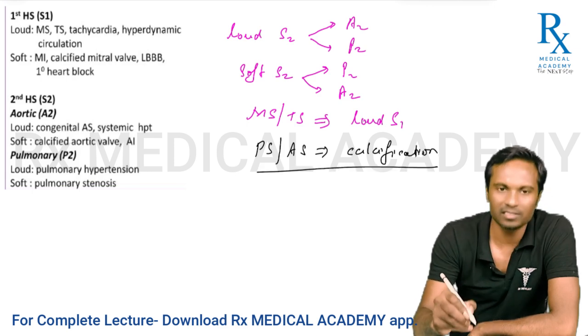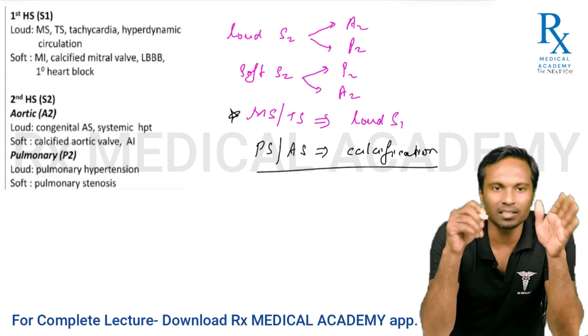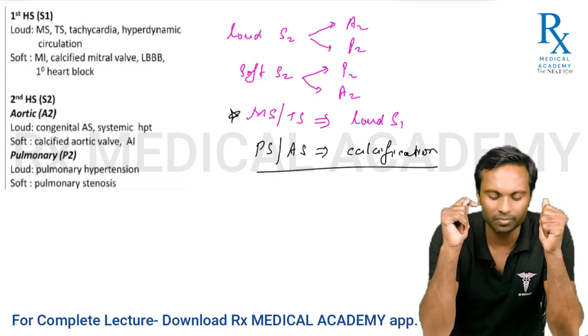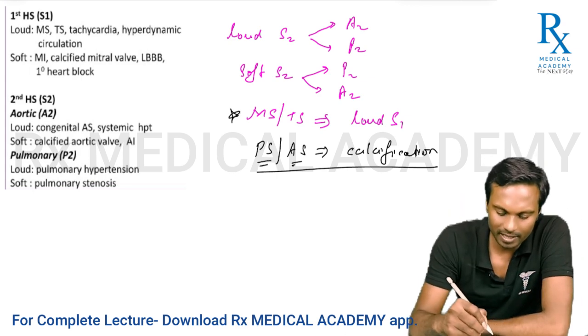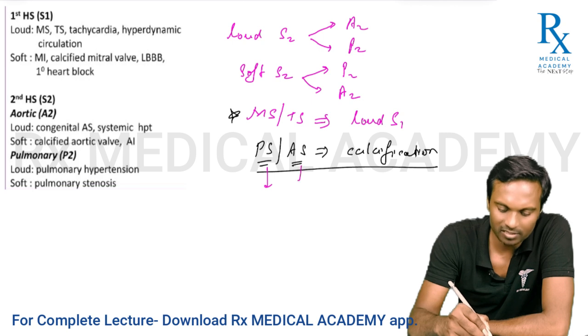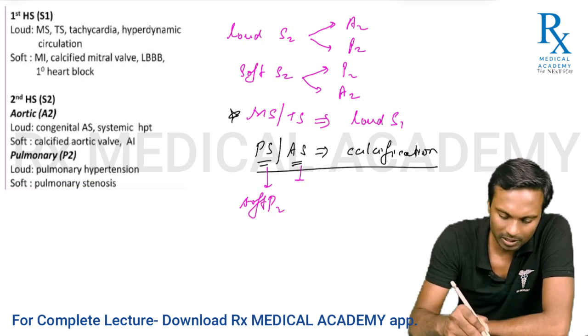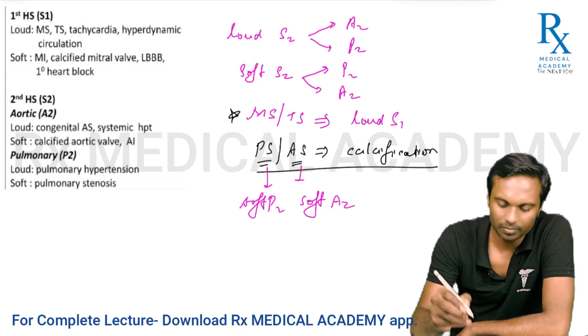There is ample calcification right from the starting, whereas that is not the case in mitral and tricuspid valves. So when we discuss mitral stenosis and tricuspid stenosis, we will say that there will be a loud S1, whereas in pulmonary stenosis and aortic stenosis, there will be a soft P2 and soft A2.